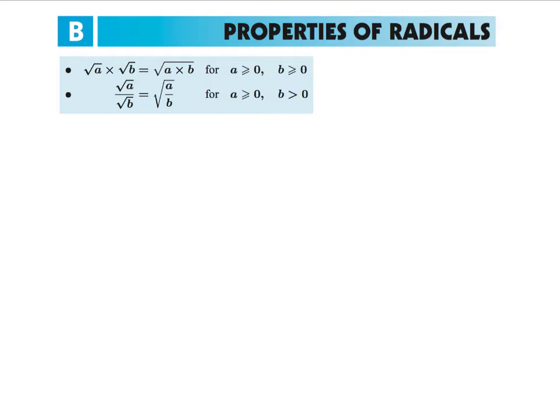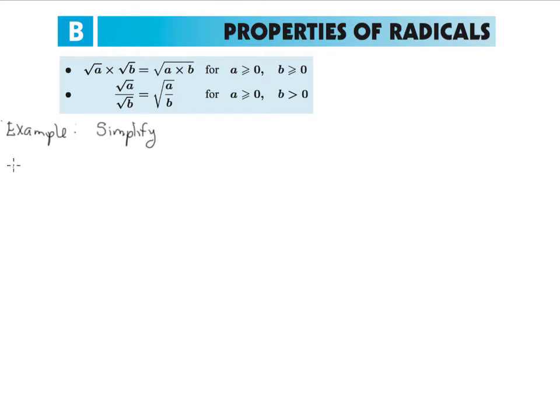If you have the square root of some number times the square root of another number, that is the same as taking the square root of the product of those two numbers, a times b. And the division property is if you have the square root of a and you divide by the square root of b, that's the same as the square root of the quotient, a divided by b.